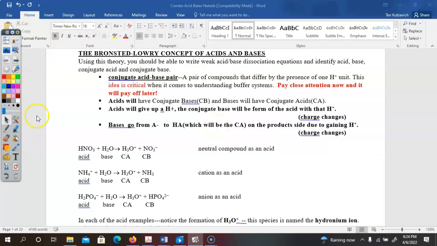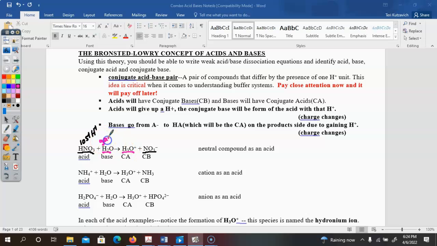What am I talking about? So let's look at this right here. We have HNO3. Look to see what it becomes on the other side. So HNO3 becomes NO3-. So what happened to this HNO3? It lost a proton. So that means this is your acid because it donated a proton. And let's see what this guy did, it went from H2O to H3O+.